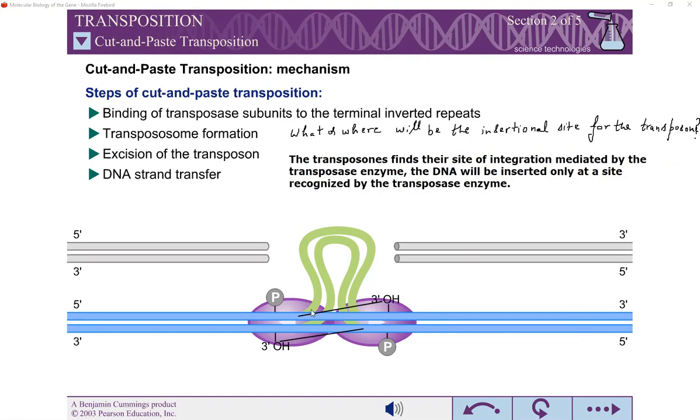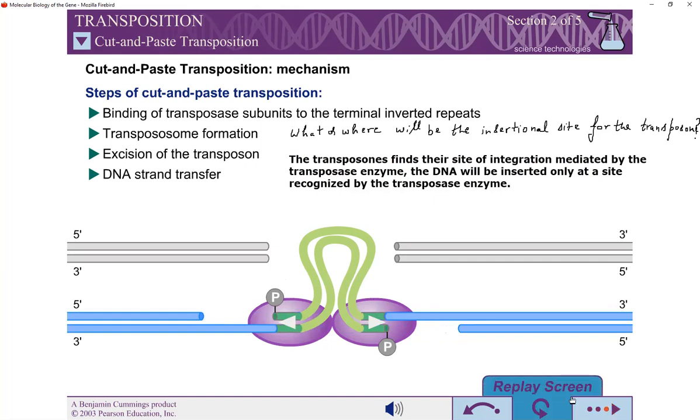At the same site, it is going to insert the double-stranded DNA molecule. This reaction is called DNA strand transfer. The sites of attack on the two target strands are usually separated by 2 to 9 nucleotides. This distance is fixed for each type of transposon in nature. Next.